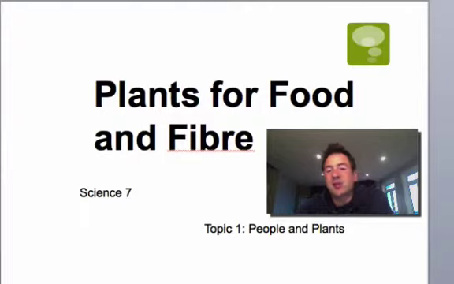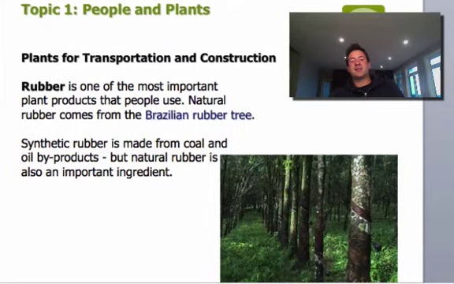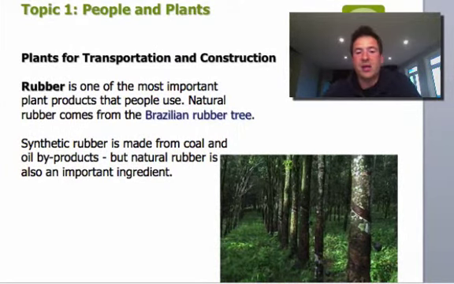So again, like I said, plants for food and fiber, topic 1, people and plants, Science 7 students, all you crazy Science 7 students. And what we're talking about today in this last screencast is a few things. The first thing we're going to talk about is plants for transportation and construction.